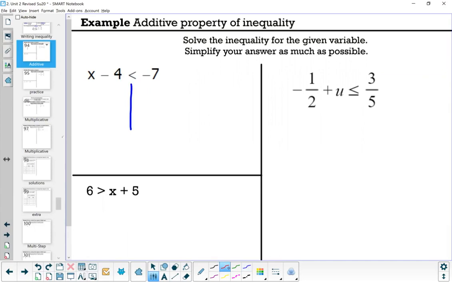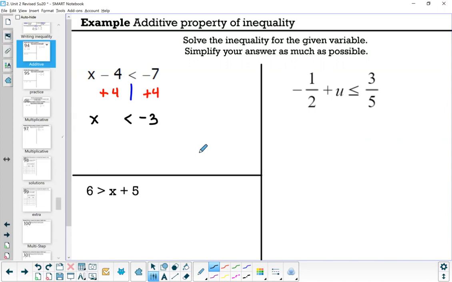When we're doing our property of equality, I'm going to do the inverse of -4, which is +4 on each side. Now that's going to leave me with x on the left side less than -3 on the right. You notice here it's pretty much identical to what we would have done if it were an equation. So now I have a solution here. I said x is less than -3.